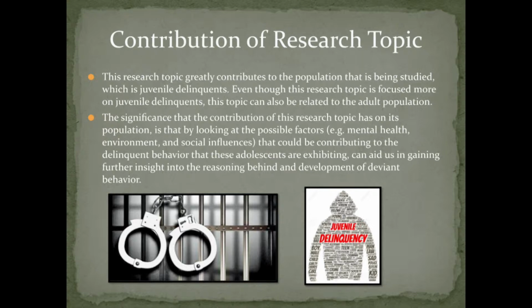This research topic greatly contributes to the population that is being studied, which is juvenile delinquents. Even though this research topic is focused more on juvenile delinquents, it can also be related to the adult population. The significance of its contribution is that by looking at the possible factors, for example, mental health, environment, and social influences that could be contributing to the delinquent behavior these adolescents are exhibiting, we can gain further insight into the reasoning behind and development of deviant behavior.